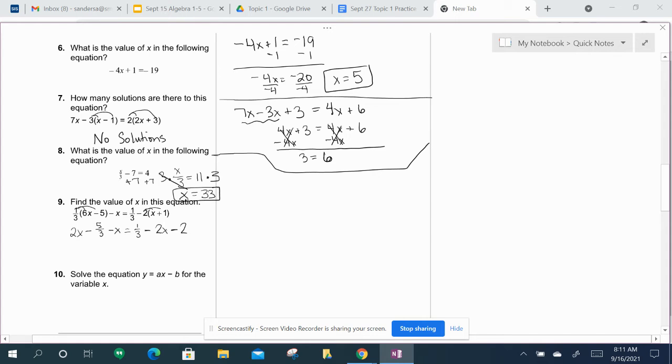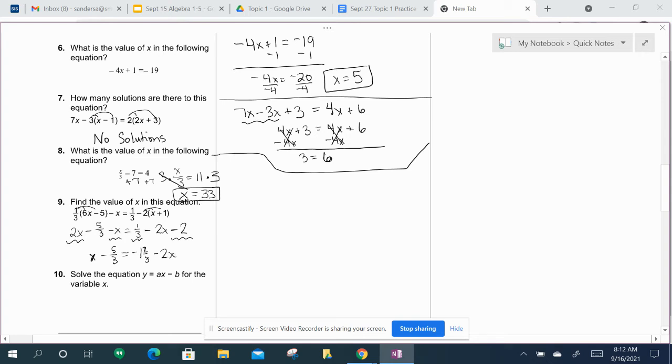All right, I'm going to simplify a little on each side, so I'm going to combine x's. So 2x's minus an x becomes just an x. I still have that -5/3 on the left. On the right, I'm going to combine the 1/3 and the -2. So if I use my calculator and take 1/3 minus 2, I end up with -1 and 2/3, and I still have the -2x.